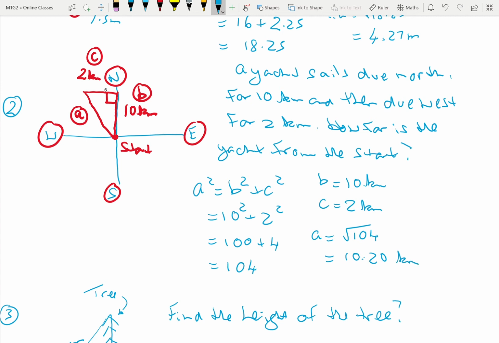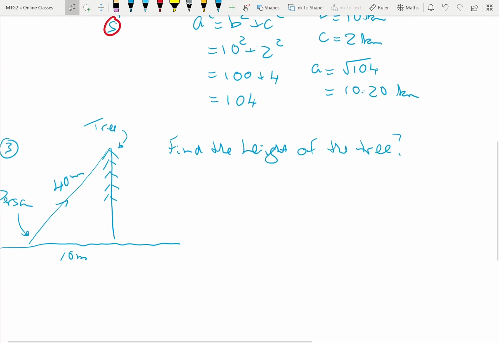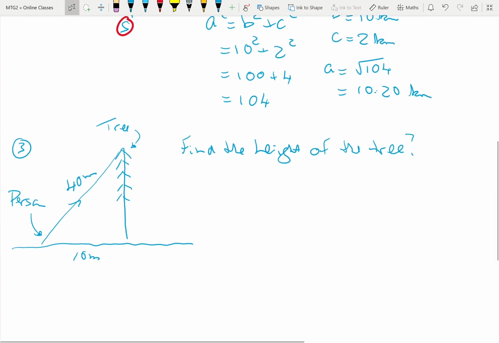Okay, so that's not too hard. That's just using my A squared equals B squared plus C squared formula. The third one is we have to try and find the tree. So we've got a person who's looking up at a tree, and we've got to try and find out what the height of my tree is going to be. The person's 10 metres away from the tree.